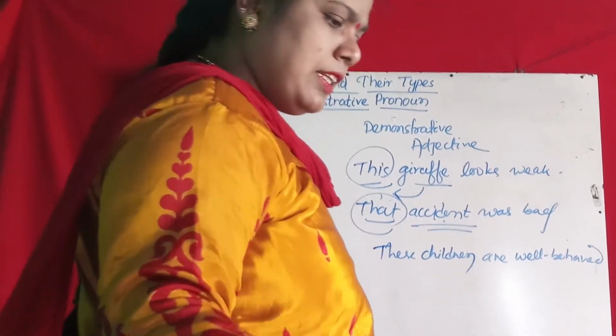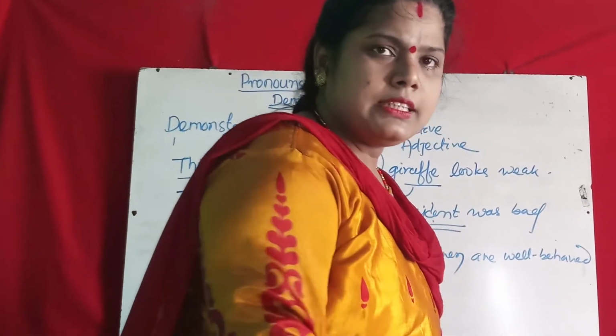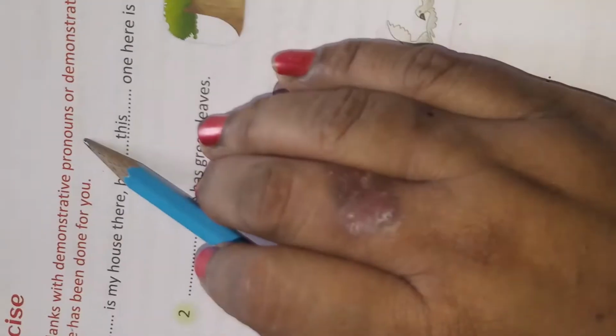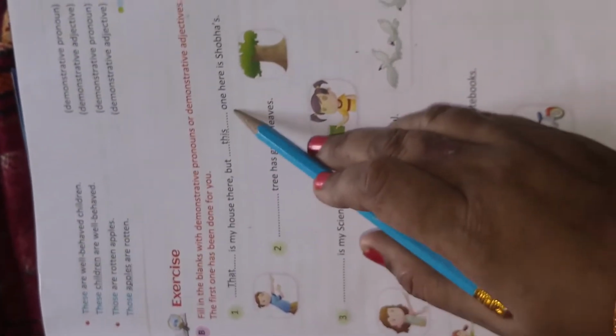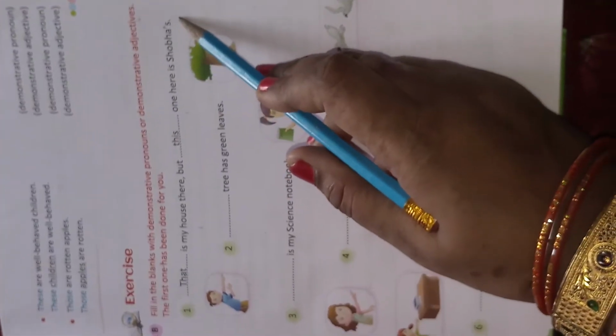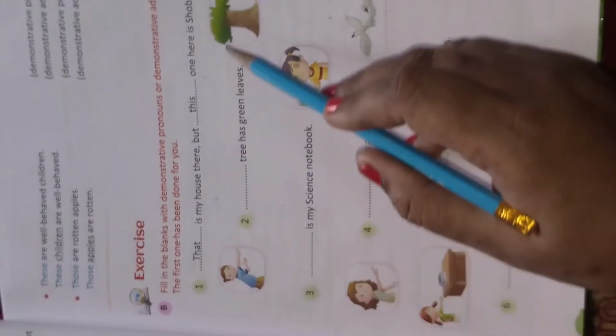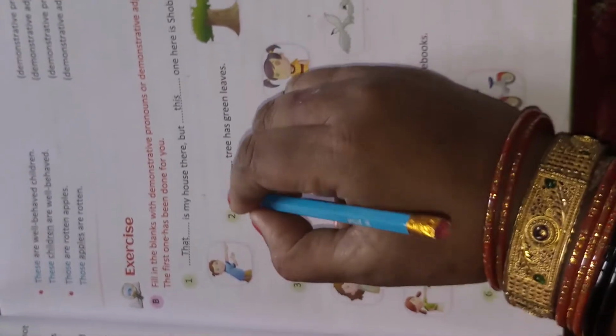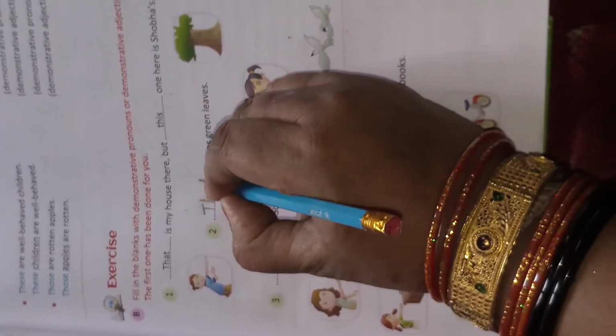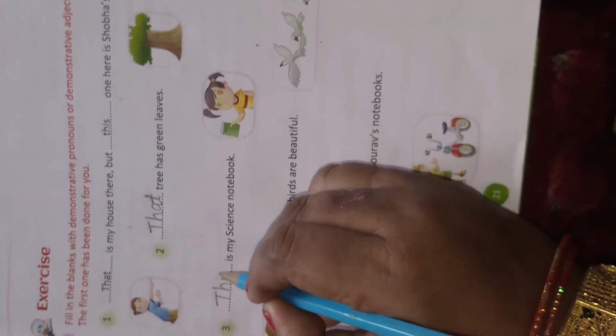So by using this you can write the fill in the blanks. Look, fill in the blanks with demonstrative pronouns and demonstrative adjectives. That is my house there, but this one here is Subhas's. You look, pointing farther. Here is a boy, here is a tree. So that tree has green leaves. Here the girl is holding the book. So what do you write? This is my science notebook.